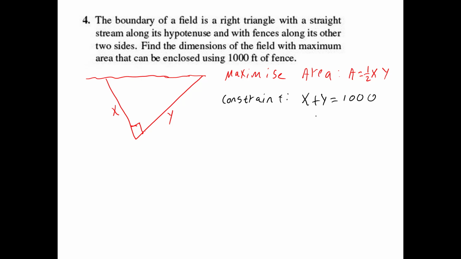So again, you can take your constraint and solve for y. So y is equal to 1,000 minus x. And so then you can create your area just as a function of one variable. So your area is 1/2 the base times the height, 1,000 minus x.